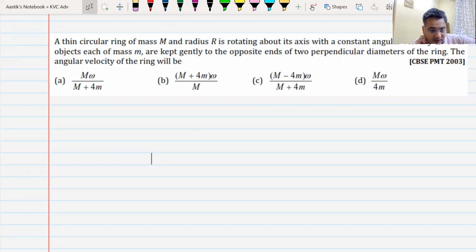We had a thin circular ring of mass m and radius r rotating about an axis with a constant angular velocity omega. Four objects each of mass m are kept gently on the opposite ends of two perpendicular diameters of the ring. What is the angular velocity of the ring now?